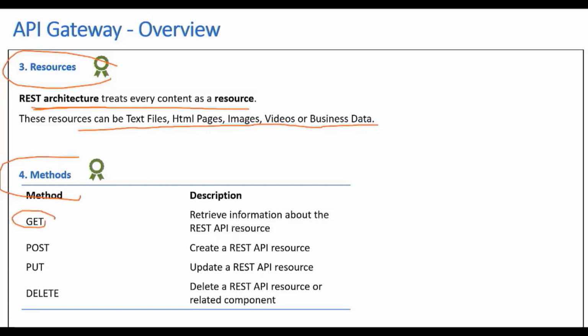We have the get method, which will retrieve information about the REST API resource that you might have created here. Then you have the post, which creates a REST API resource. Then you have the put, which updates the REST API resource. And then you have the delete, which deletes a REST API resource or related component. So now we are going to create a resource, and then we are going to create one method.